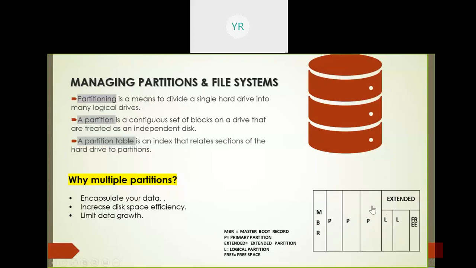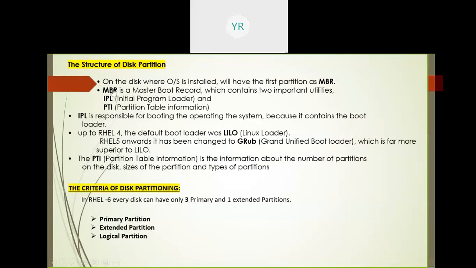In that primary partition, MBR is the master boot record. It is there in the first partition only. I will show you when the lab starts. MBR is just a bootloader program, so this bootloader, the master boot record, resides in the first partition. The remaining are two primary partitions and one extended partition. In the extended partition, we will create logical partitions. The MBR contains important utilities regarding the booting process, which I will explain later.